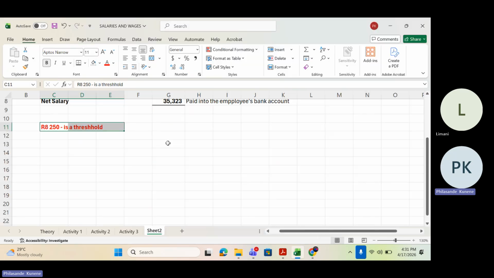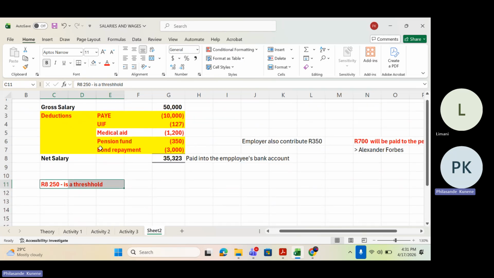As I told you here, pension fund is paid to Alexander Forbes. We do have other institutions where we're paying. Sometimes it is paid to Avbob. Sometimes it is paid to Old Mutual, right? We do have different institutions where companies are paying pension fund for their employees.